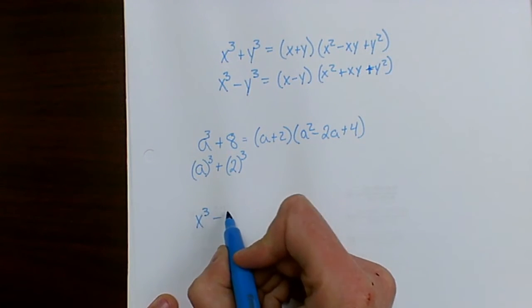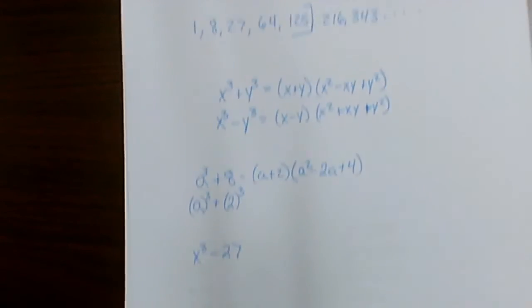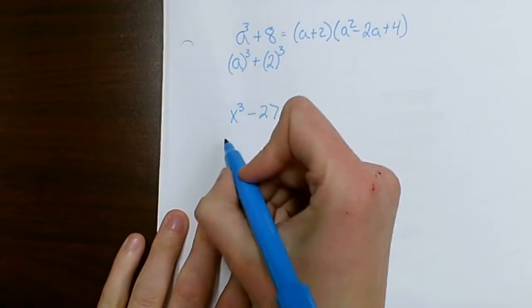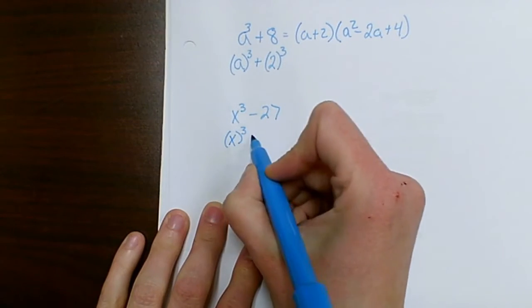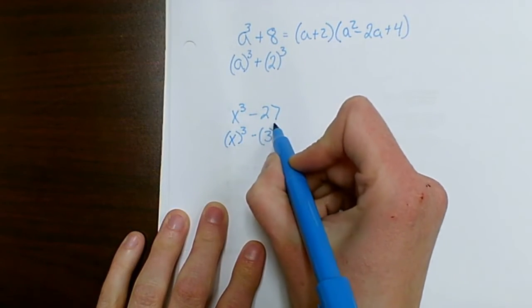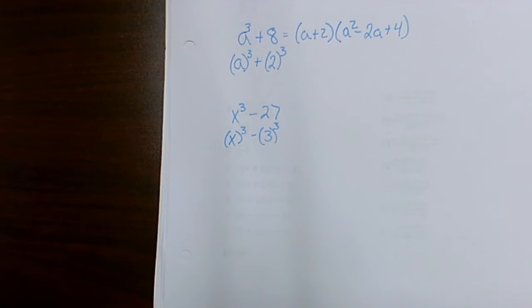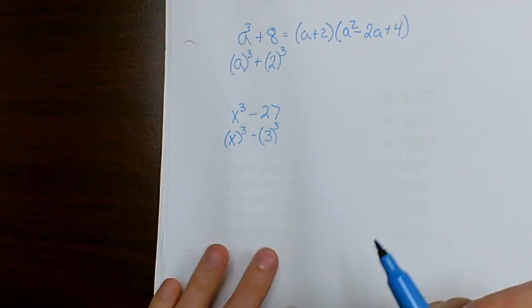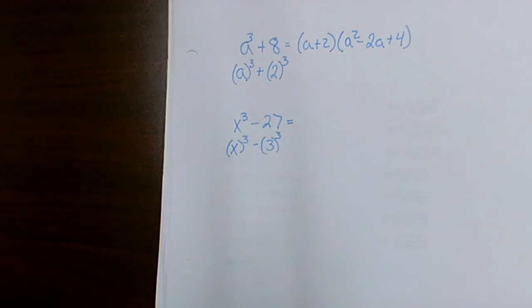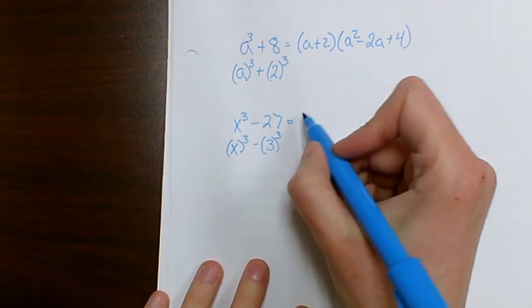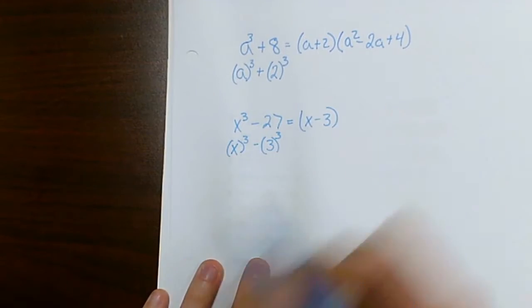It works the same if you have a difference. So we have x to the third minus 3 to the third. And really that minus doesn't have to come with it, just as long as you break the numbers down into their perfect cubed or their cubed form. Now, the first thing we do after we break them up is write it as is. So we have x minus 3.